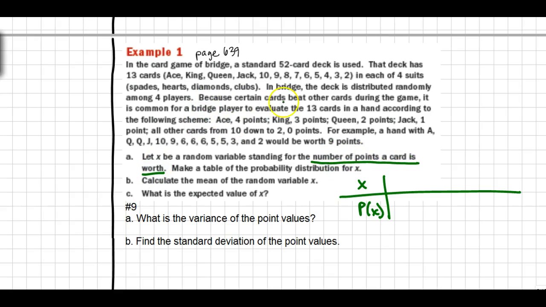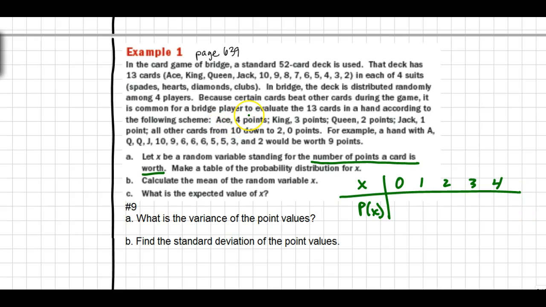So they tell us that information in the question. An ace is worth 4, king is worth 3, queen is worth 2, jack is worth 1, and then the rest are all worth nothing. So that means all the outcomes are between 0 and 4. So then what's the probability of each of those? Let's start with the 4 since that's mentioned first, but know that you could list out whatever you'd like.